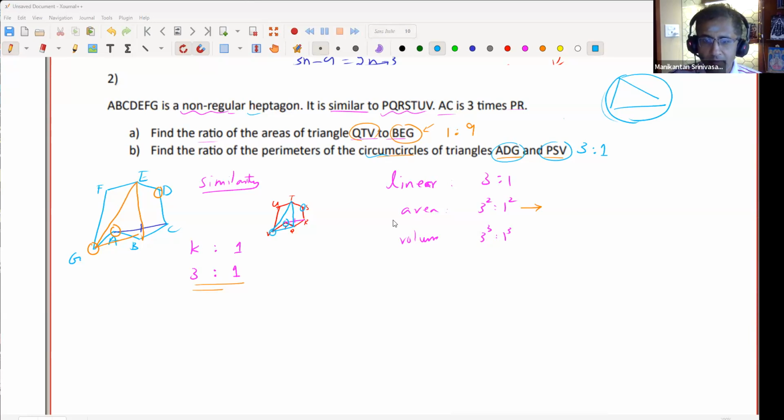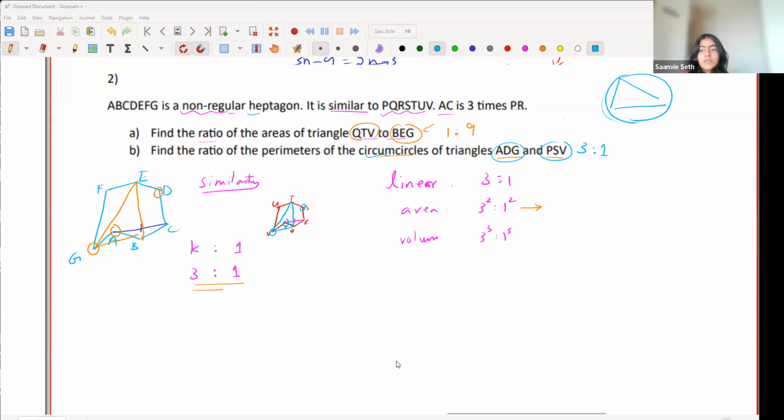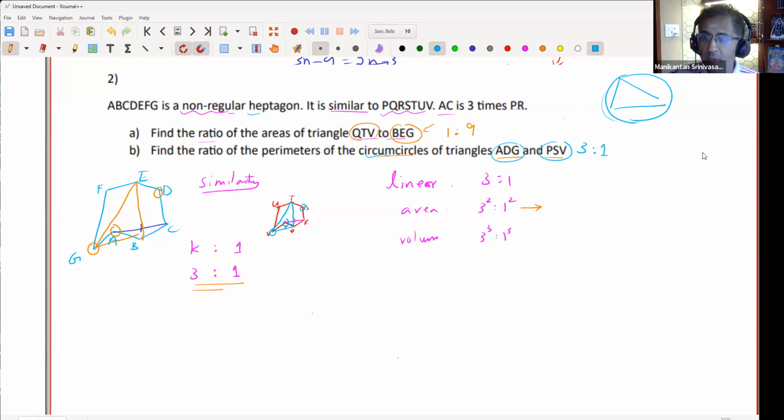Okay, all right. So why is it 1:9 in the second question, the first bit? It's not the volume, it's the area, right? Yes, and therefore it's 1:9. If it were volume, it would be 1:27. 3 square is 9, right? Wait, so we're not calculating anything, we're just using 3 square is to 1 square and assuming that? That's it.